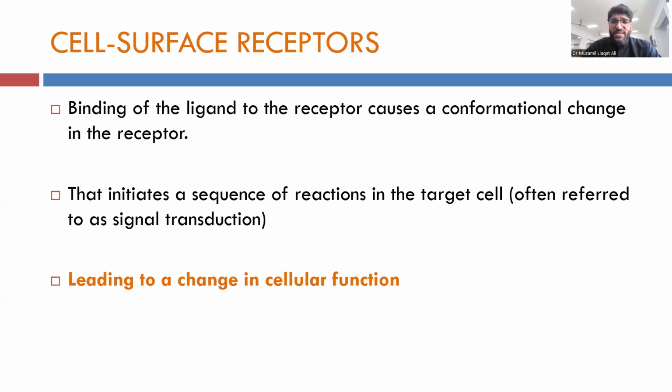The next one is the ion channel linked. For example, the nicotinic acetylcholine receptor at the neuromuscular junction. The next one is the G protein linked, the largest family, that is GPCRs, G-protein coupled receptors.